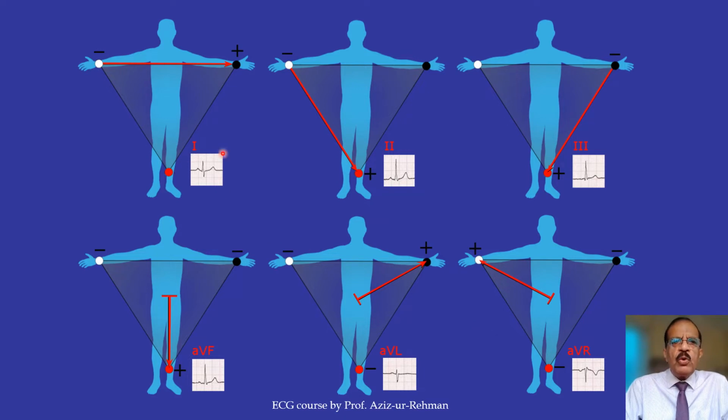Now I'll show you, if you just consider these 3, there would be a 60-degree angle, and if you add these ones also, there would be a 30-degree angle between these leads. And I'm going to show you this, and that will really help in the understanding of axis and how to determine cardiac axis.